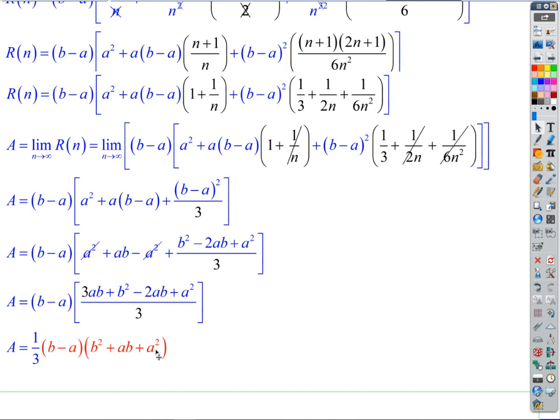Going back to probably algebra 2 is where we would have done a lot of this. That's the factored form of b cubed minus a cubed, right? It's a difference of cubes. Does that ring a bell, okay?